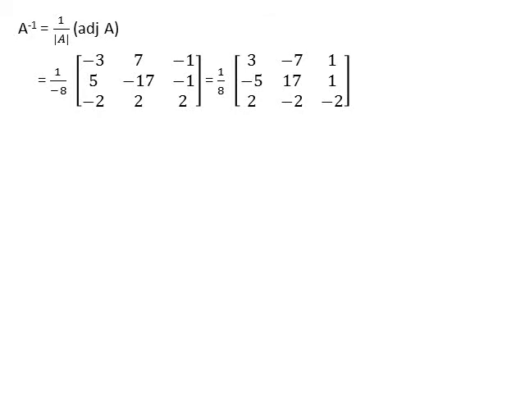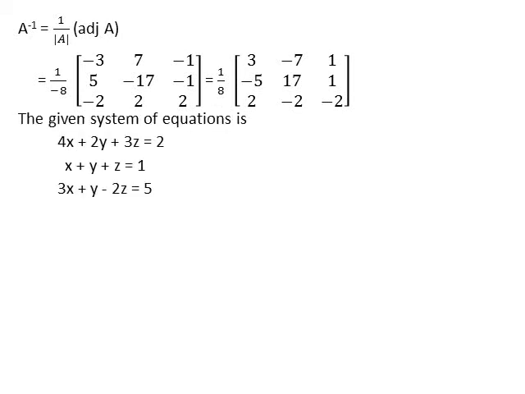In next step, write 1 by 8 as it is and multiply each element of adjoint of matrix A by minus 1. We get inverse of matrix A equals to 1 by 8 multiplied by a square matrix of order 3 in which elements of R1 are 3, minus 7 and 1, elements of R2 are minus 5, 17 and 1 and elements of R3 are 2, minus 2 and minus 2. So, first part of the question is complete. Now we have to solve the system of given equations.